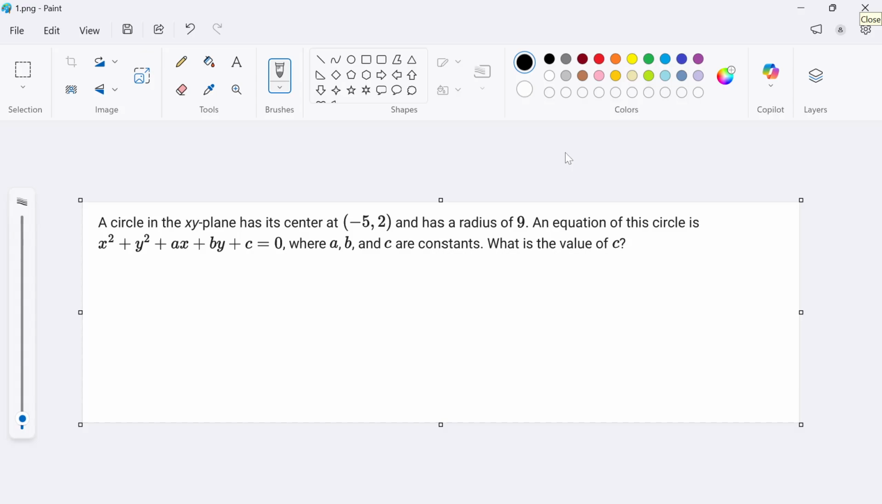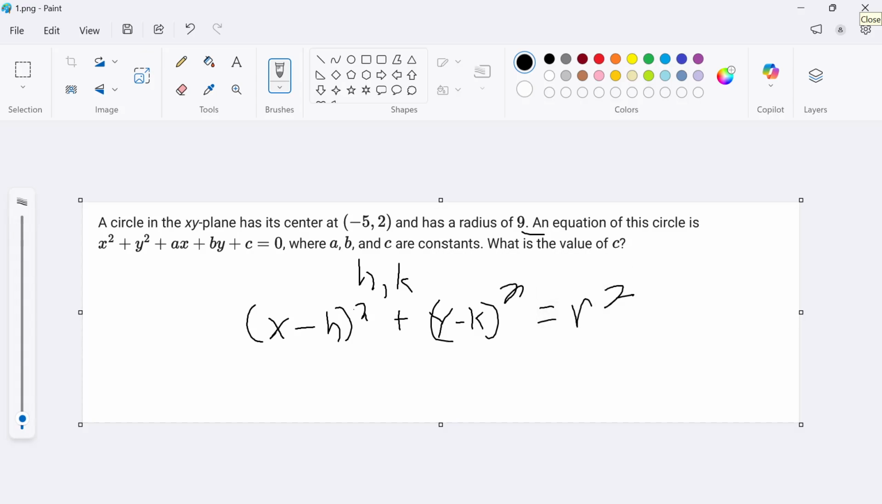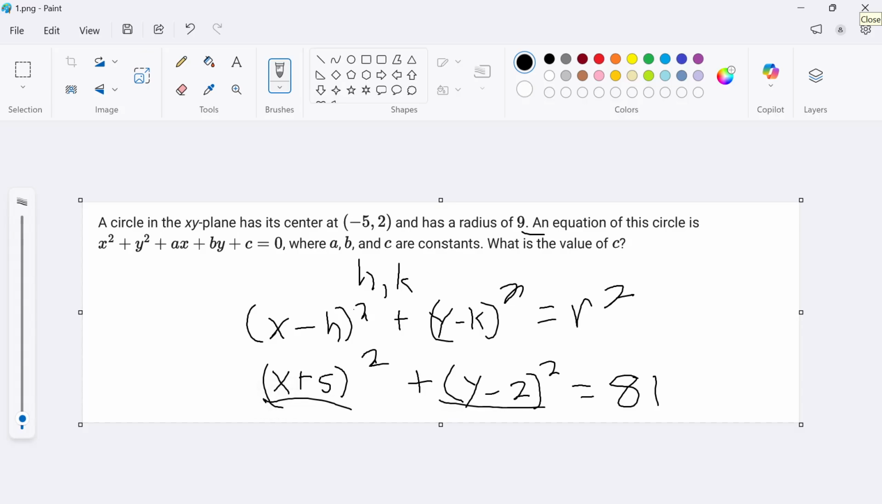Well, you know this equation, this is the center, h, k, and you know the general equation is x minus h squared plus y minus k squared equals the radius squared. It says the radius is 9. So it's going to be x minus negative 5, x plus 5 squared plus y minus 2 squared equals 81. Well, you can now expand these two things and find out what the constant term is.